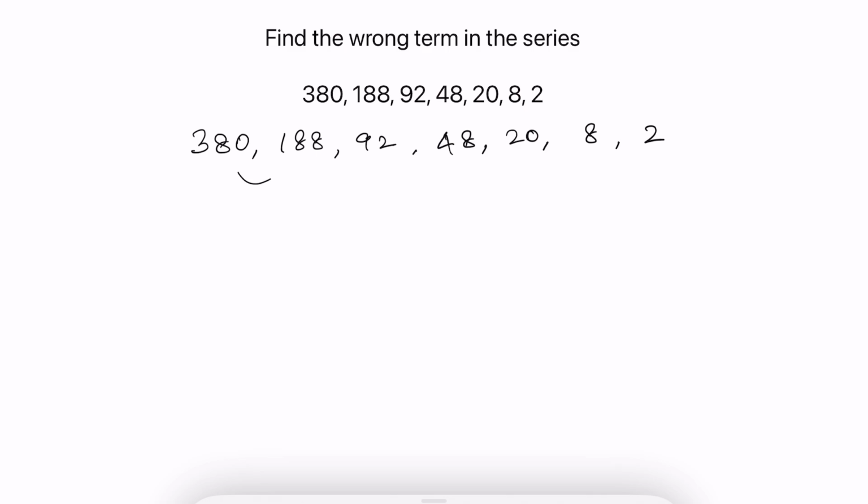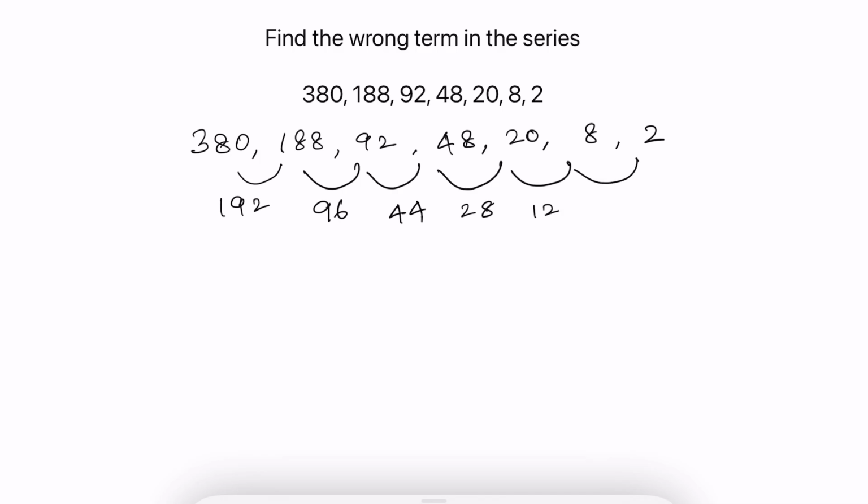So 380 and 188, the difference is 192. 188 to 92, the difference is 96. 92 and 48, the difference is 44. 48 to 20, the difference is 28. 20 to 8, the difference is 12. And then 8 to 2, it's 6.